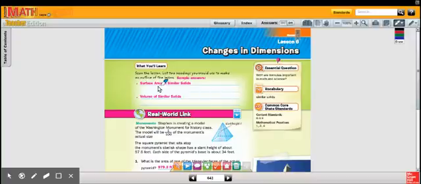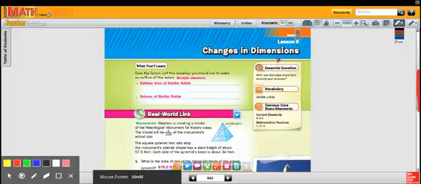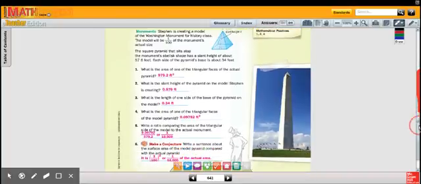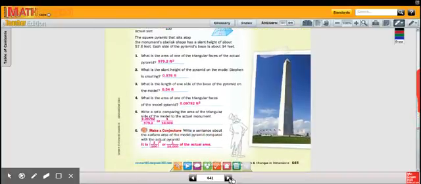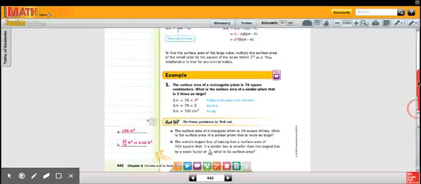Hey, 7th grade, we are looking at changes in dimensions here. This is Chapter 8, Lesson 6. And I'm going to get my red pen out here so you can see what this is all about. I'm going to draw. It's just like I'm there in the room. So I want to show you what changes in dimensions look like.